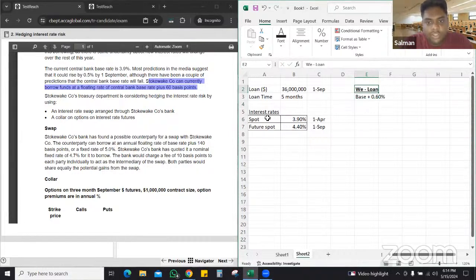Right? So if you are taking the loan today, it becomes 3.9% plus 0.6%, 4.5%. If you are not hedging and taking the interest rate after 5 months on 1st of September, it's 4.4%, the spot rate, central bank rate. You have to pay additional 0.6%. We can borrow for 5%.